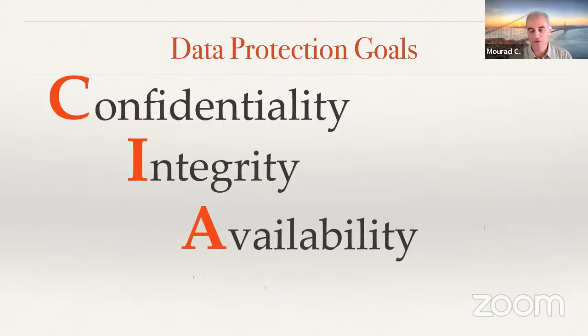If you look at security classes or security literature in general, they will say that when we talk about data protection, or security in general, we mean these three aspects: confidentiality, integrity, and availability. But lately, one other thing has been added, which is equally important: privacy. So hopefully, if we have a little time at the end, we'll talk about privacy as well.